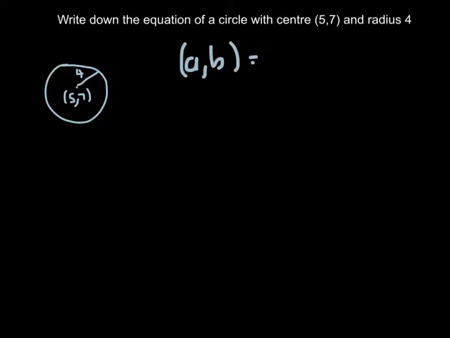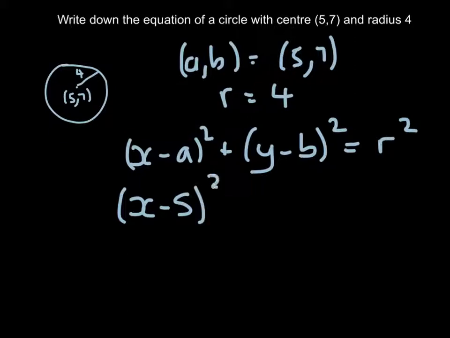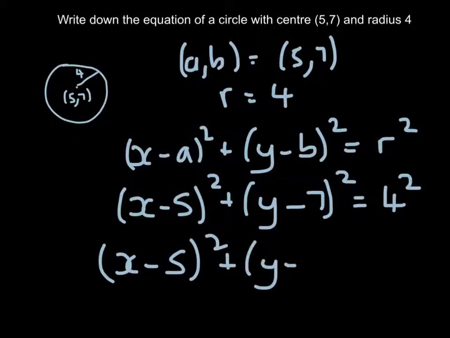So AB is going to be 5, 7. R is going to be 4. And we just plug all those values into the equation of the circle. x minus a squared plus y minus b squared is equal to r squared. So that's just going to be x minus 5 squared plus y minus 7 squared equals 4 squared. Simplifying that a bit, we have x minus 5 squared plus y minus 7 squared equals 16.